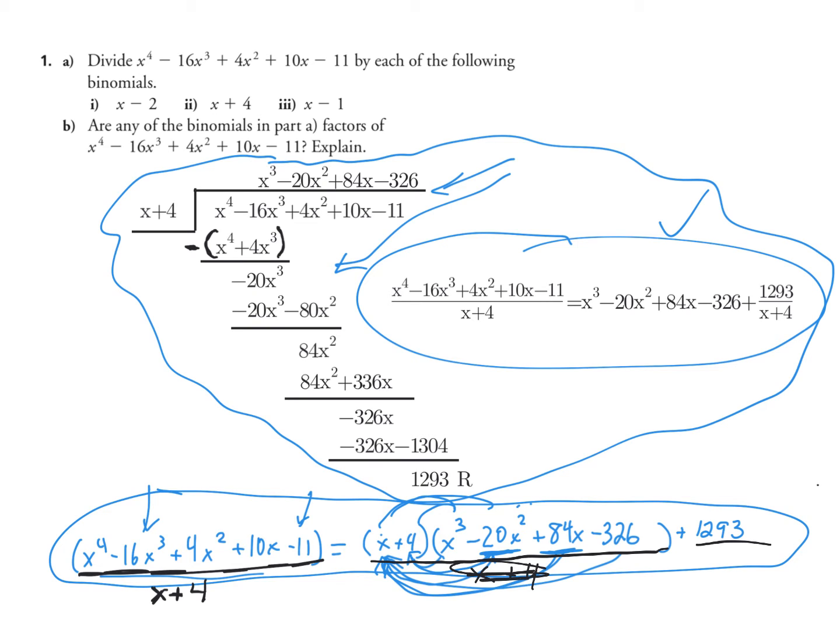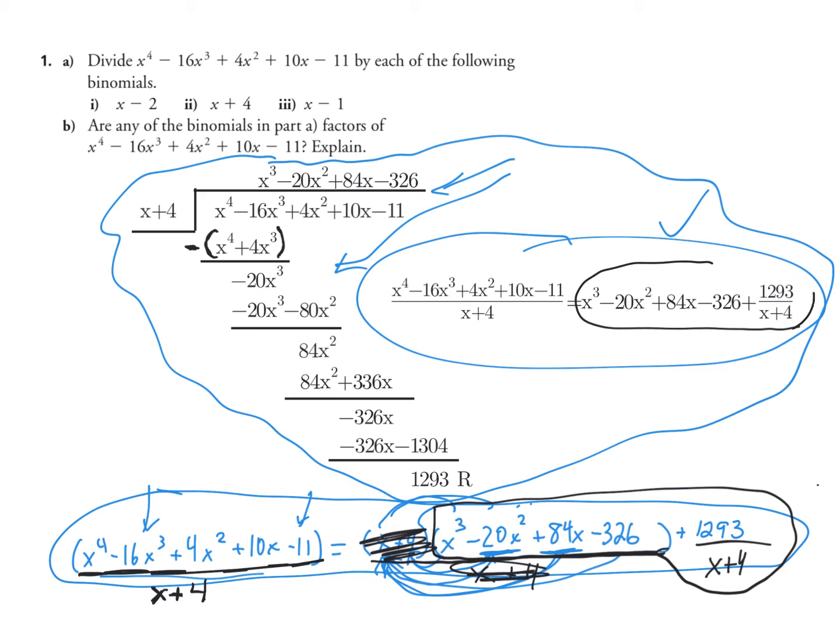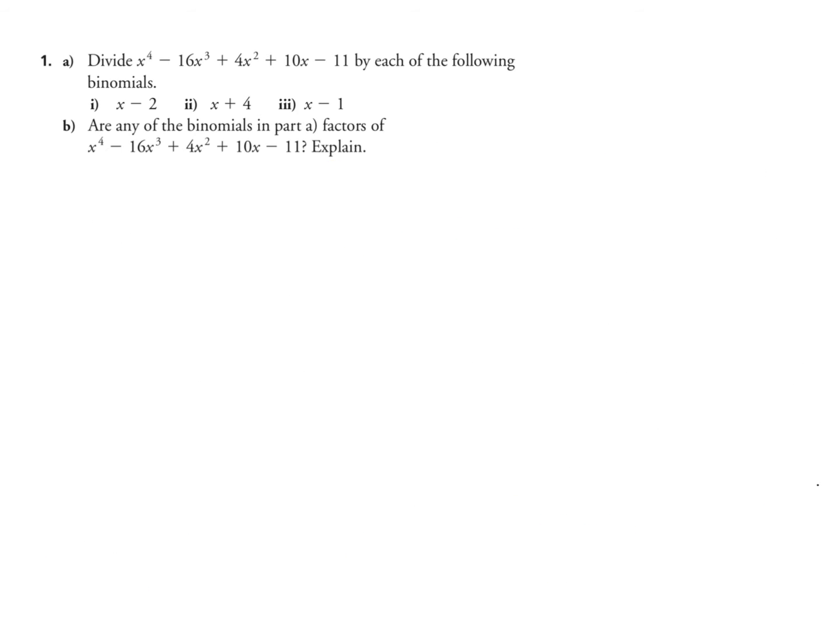This guy cancels with this guy, and so my answer is, oh, I forgot, I have to divide each term by x plus 4. My answer is x cubed minus 20x squared plus 84x minus 326 plus 1293 over x plus 4, which is the same as what I got up here. All right, let's move to the next question. I'll try to do this one a little more quickly.